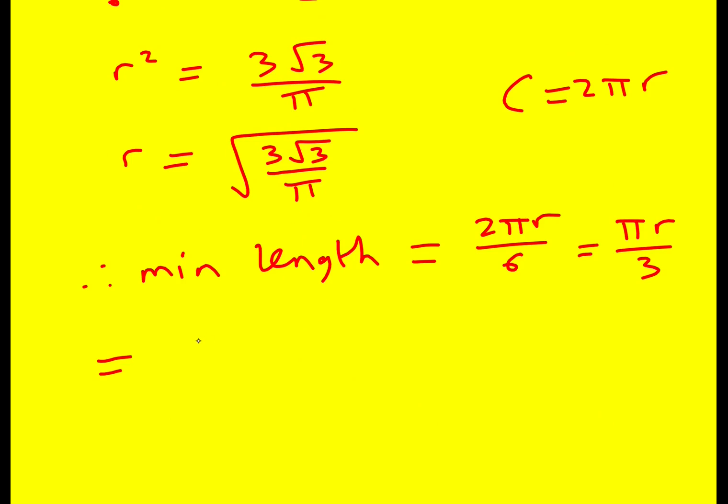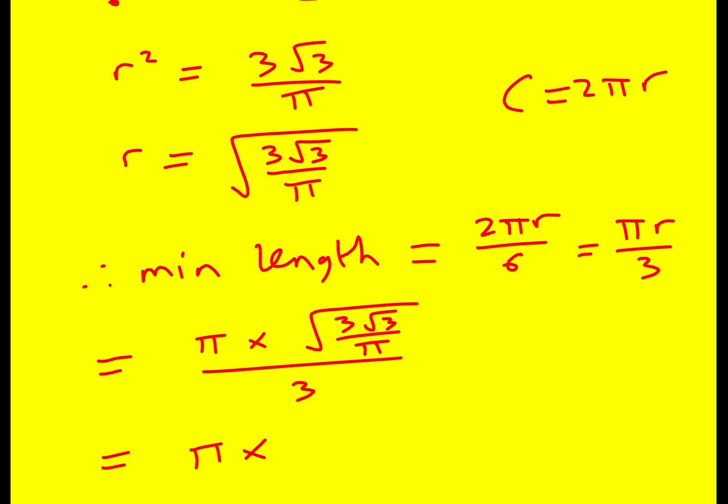Which will then be pi times 3 root 3 over pi, all over 3. This doesn't look nice, does it? Let's be honest. But we can simplify it. We can write it as pi times root 3 times root 3. I'm going to leave it like that for the moment.